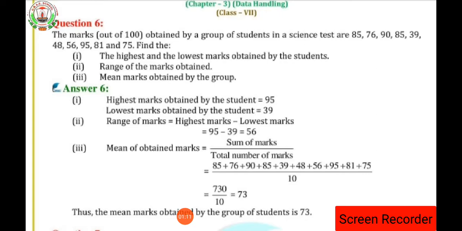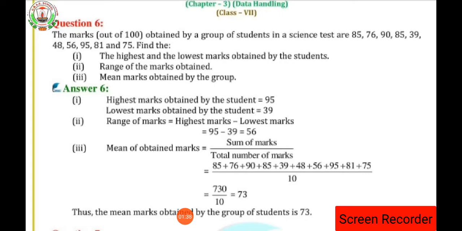So what is asked in the first part of the question? Find the highest and the lowest marks obtained by the student. From seeing the data itself we can say that the highest marks is 95, and the lowest marks is 39. By seeing the data from the question itself we can say that the highest marks is 95 and the lowest marks obtained by the student is 39.